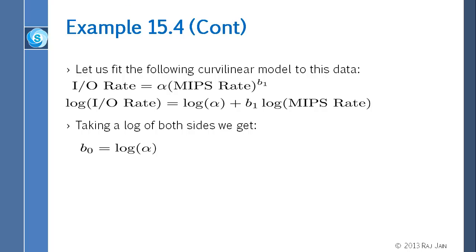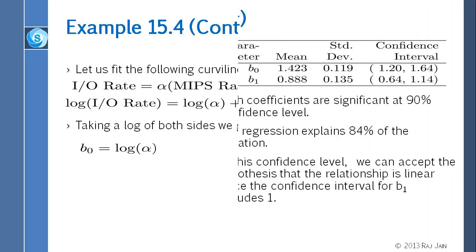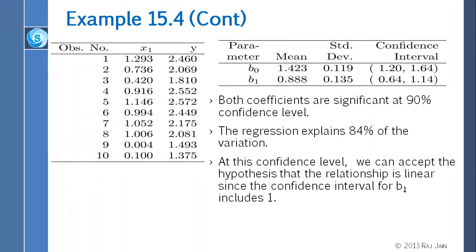If you take a log of both sides, you get log I/O is equal to log alpha plus B1 times log MIPS. So here this is B0 and this is B1. Now, so let's just do that. So this is the X. So this is the log. These are the log values. x1, y, observation number, and we do the b0 and b1.